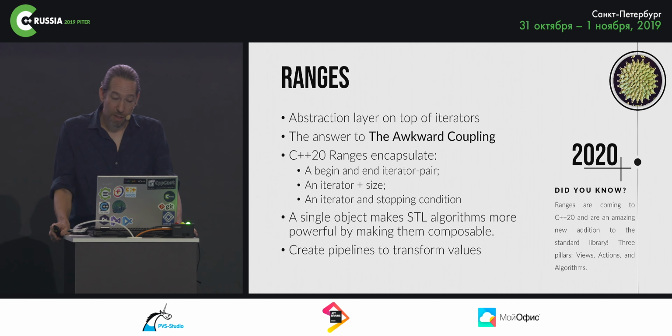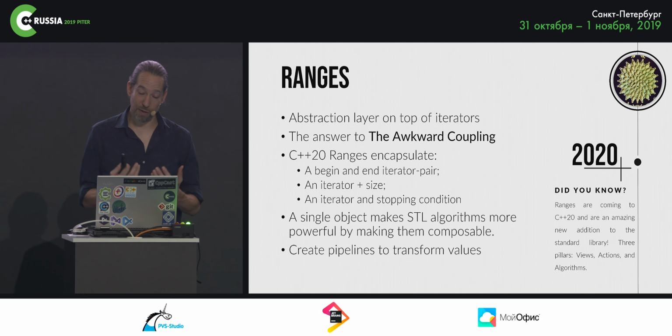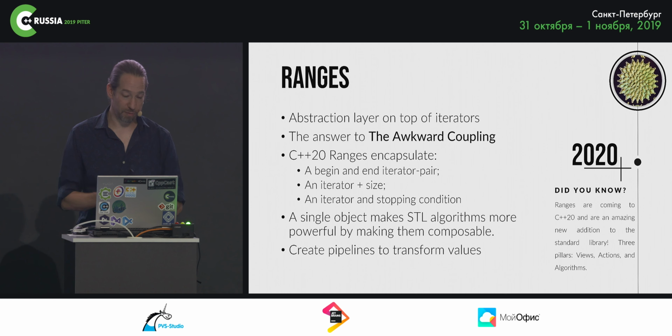And of course, one of the solutions, or a major solution, to this problem of the awkward coupling is ranges. In C++20, we're getting ranges. I'm not going to talk about the enormous power that ranges bring with them to C++20. But essentially, they're an abstraction layer on top of iterators.